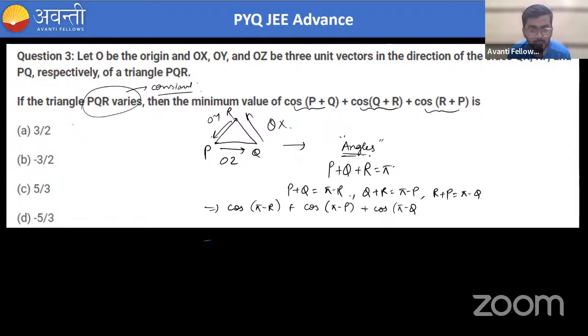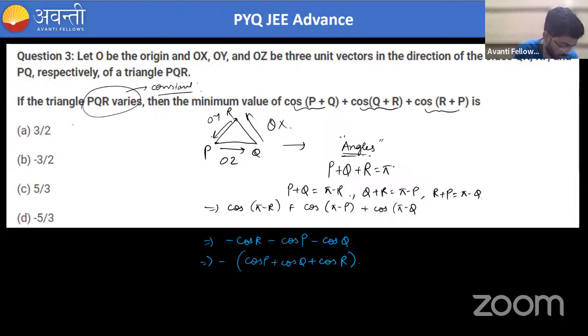Now this can again be reduced to: cos of pi minus theta is minus cos theta. So I can write minus cos R minus cos P minus cos Q. So this has become minus of cos P plus cos Q plus cos R. So we know that if you want the minimum of this value, then you have to find the maximum of cos P plus cos Q plus cos R.